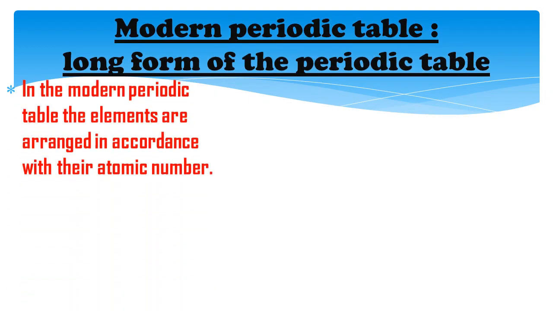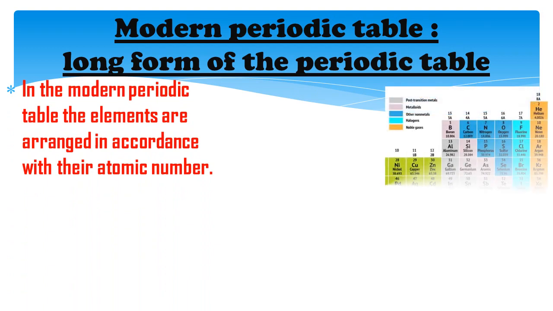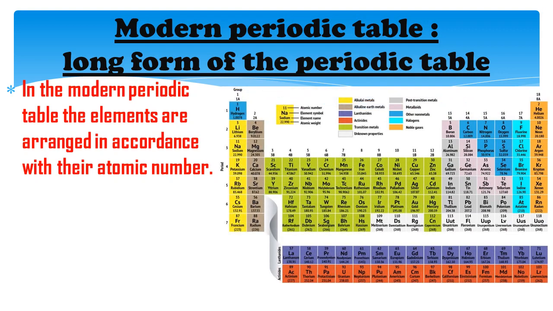Now students, in the modern periodic table, the elements are arranged in increasing order of the atomic number, which is related to the number of protons in the nucleus. As a result, most of the drawbacks of Mendeleev's periodic table appear to be removed. Why? Because in Mendeleev's periodic table, the elements are arranged in increasing order of their atomic masses, but in the modern periodic table, the elements are arranged in increasing order of their atomic number. Therefore, the drawbacks of Mendeleev's periodic table have been removed in the modern periodic table.